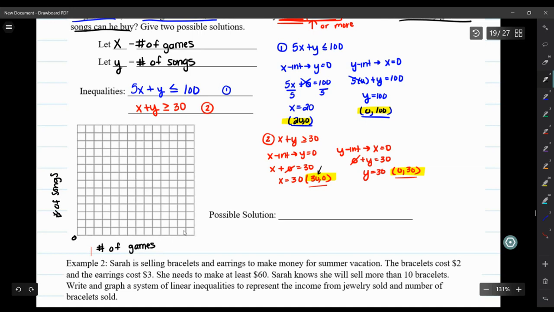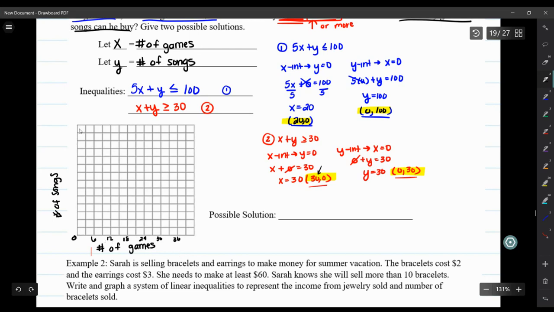So 14 grid lines means I can't go by 2 because 14 times 2 is only 28. I'm a little short. So we're going to go by 3s, but I'm going to skip every line. So this is 3. So this will be 6, 9, 12, 15, 18, 21, 24, 27, 30, 33, 36.